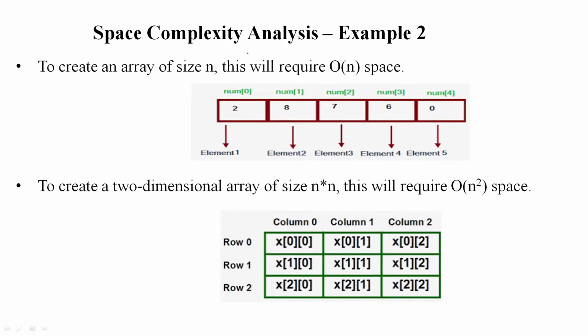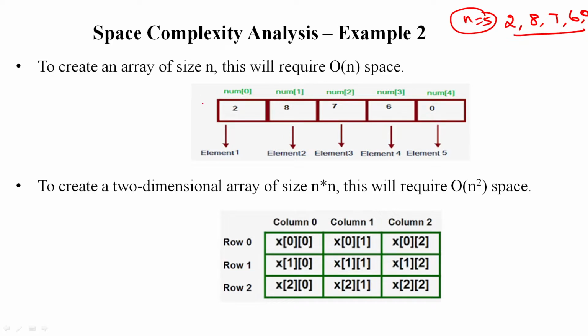Second example, suppose I want to store n number of elements into an array, right? I want to store n number of elements. Here my n is 5. I want to store 5 elements in the memory space. How much memory location is needed, right? The 5 elements here are 2, 8, 7, 6, 0. So I want to store these 5 elements.